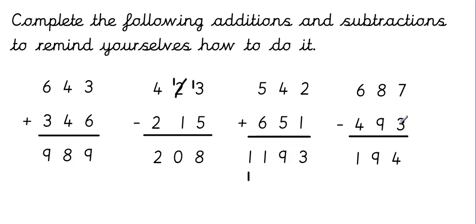Then you've got 7 minus 3, which is 4, 8 minus 9, which you can't do, so you would exchange. So you turn your 6 into a 5 and pass your 1 to your 8. Then you've got 18 minus 9, which is 9, and 5 minus 4, which is 1, which makes 194. Well done if you got those correct. We're pretty confident with these now, so I'm hoping you've got them all correct.